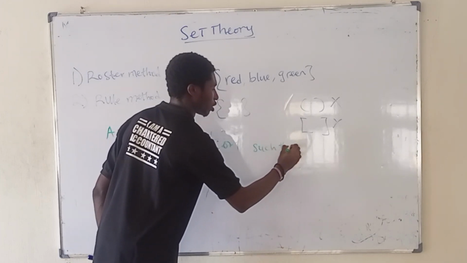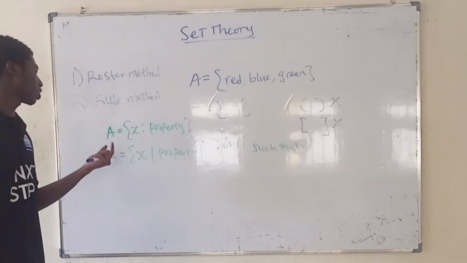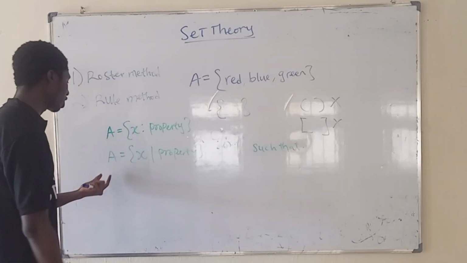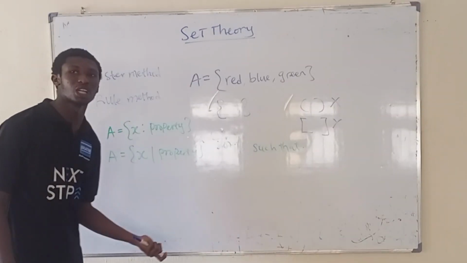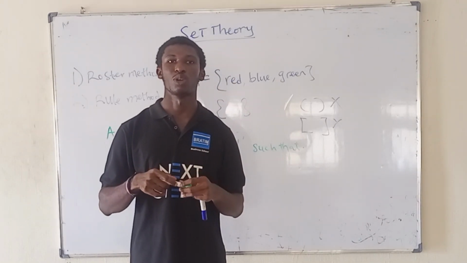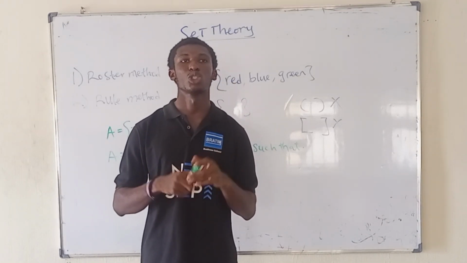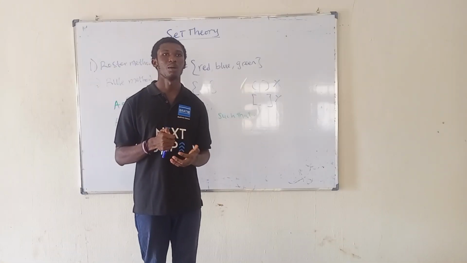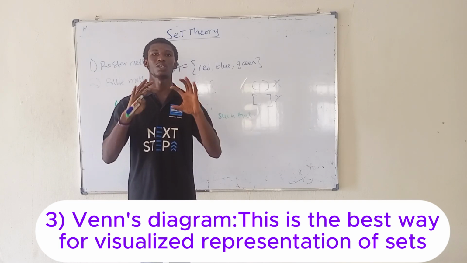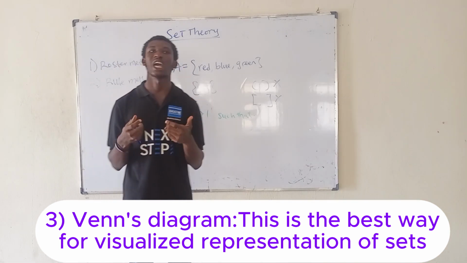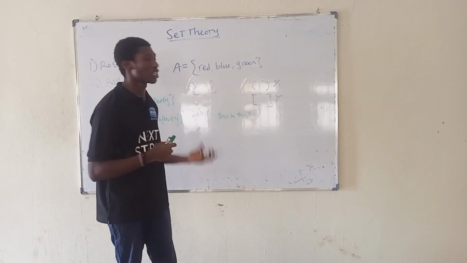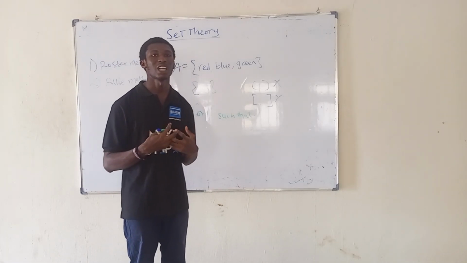So, if I want to read this, I'll say a set A is a set of all x such that the property. So these are the various ways of representing a set. And lastly, the last one is your Venn diagram. For your Venn diagram, it is just the best way of visualizing sets. If you want to visualize the form of a set, your Venn diagram is a method of representing it.